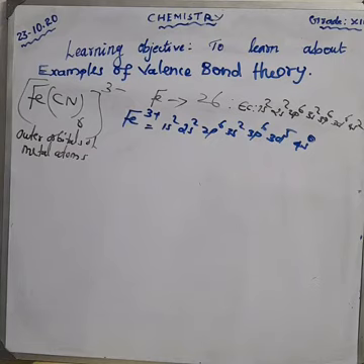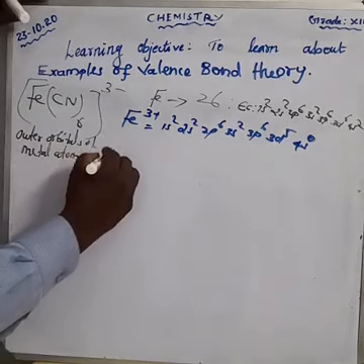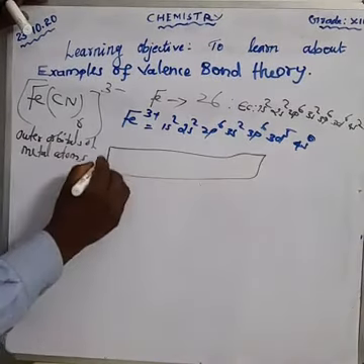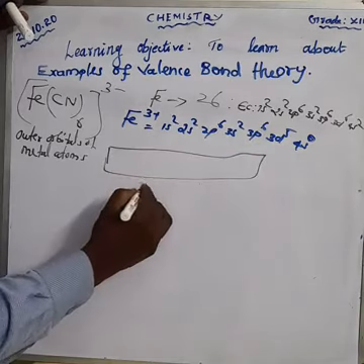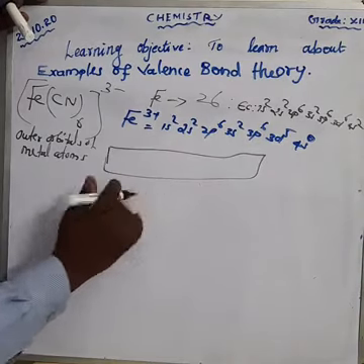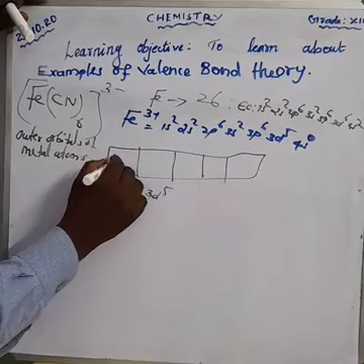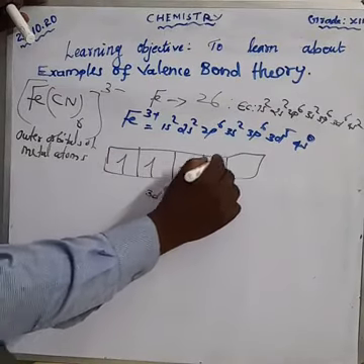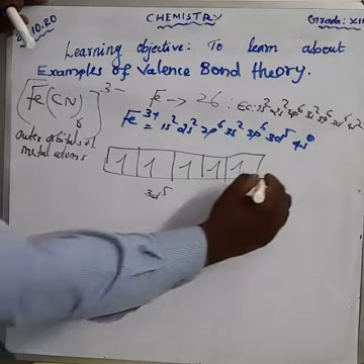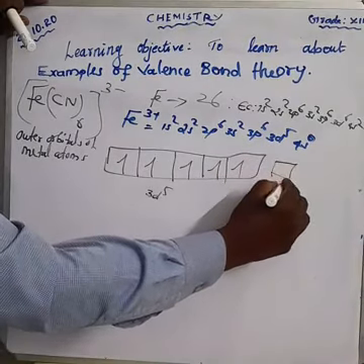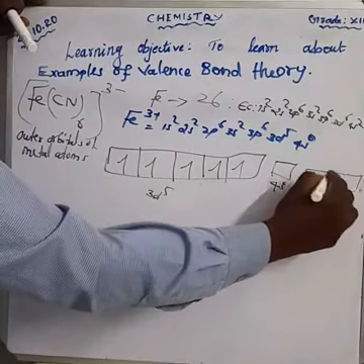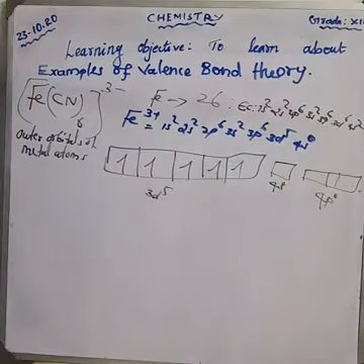How will you draw the outer orbitals? We can draw the outer orbitals. The D subshell is 3d5, 5 electrons: 1, 2, 3, 4, 5. Next, in 4s there is no electron, 4s0. And 4p also has 0 electrons. Here, am I right? What is happening here?